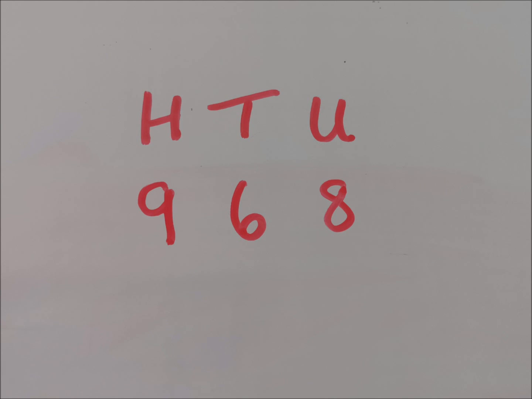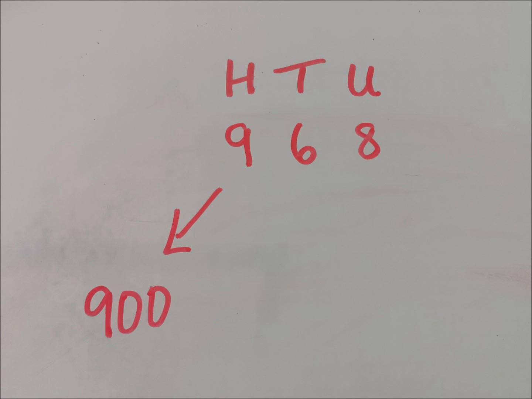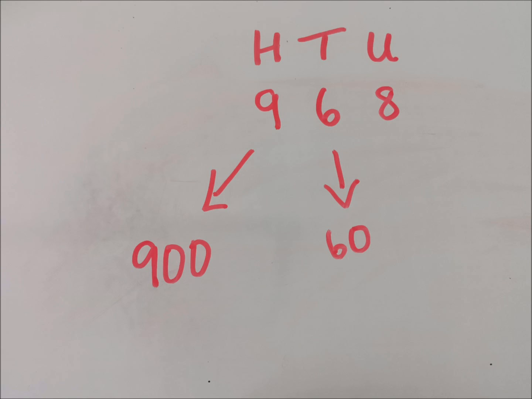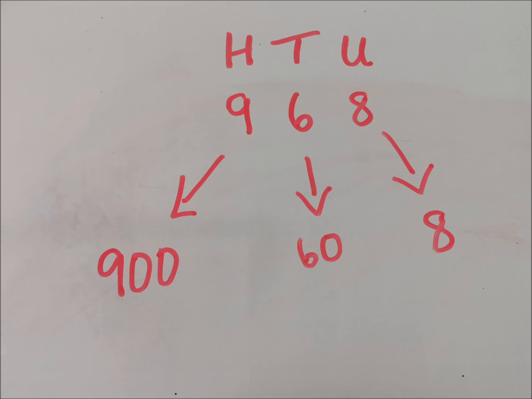968, so the 9 is in the hundreds column, so it is worth 900. The 6 is in the tens column, so it is worth 60. And the 8 is in the units column, so it is just worth 8. Okay, so hopefully that makes sense. We've done that a lot, we've partitioned a lot of that, we use it when we're doing adding, subtraction, chimney sums, so hopefully that was just a quick revision of place value.